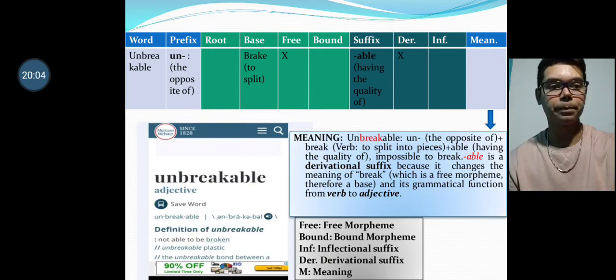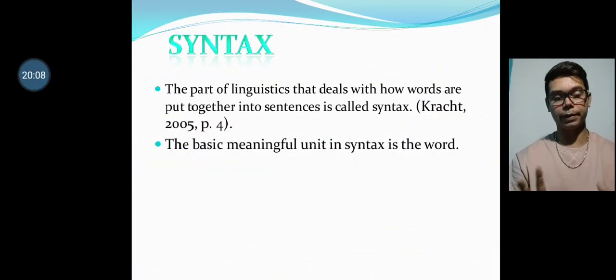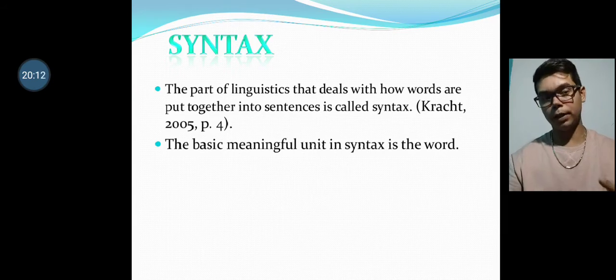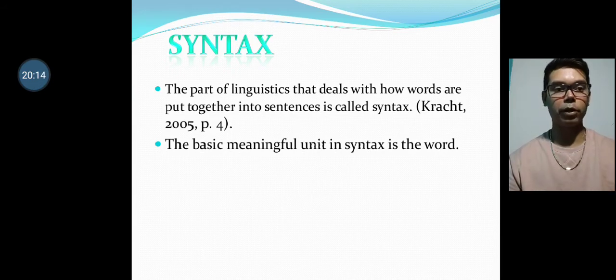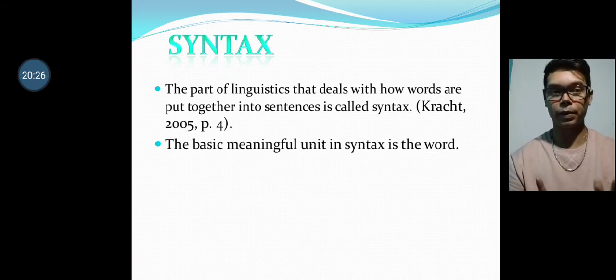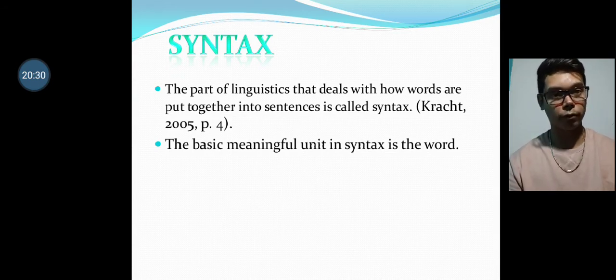De esta parte, del análisis morfológico, porque vamos a hacer dos tipos de análisis, un análisis morfológico y un análisis sintáctico. Cuando estamos hablando del análisis sintáctico, tenemos que partir from the point of view of the syntax. So, what is the syntax? It's the part of linguistics that deals with how words are put together into sentences, okay? And that is a definition given by Crutch, 2005, page 4.